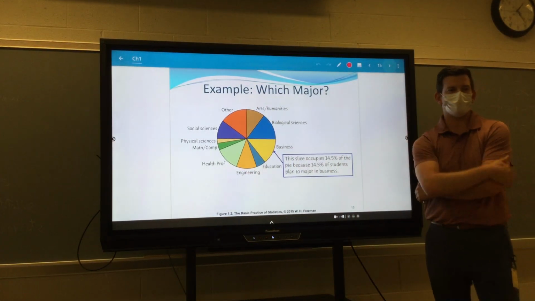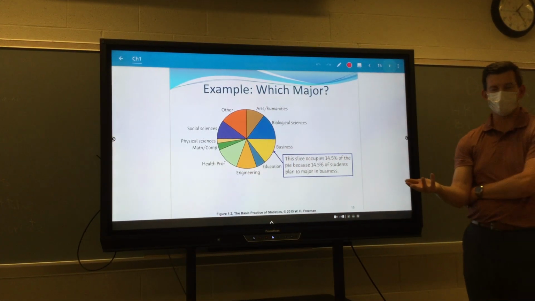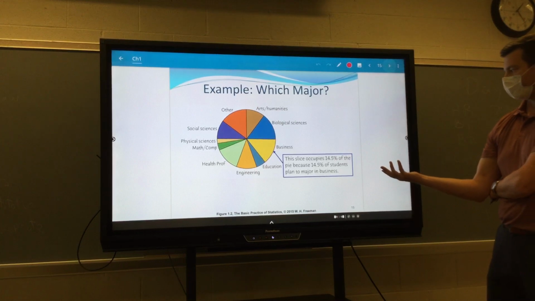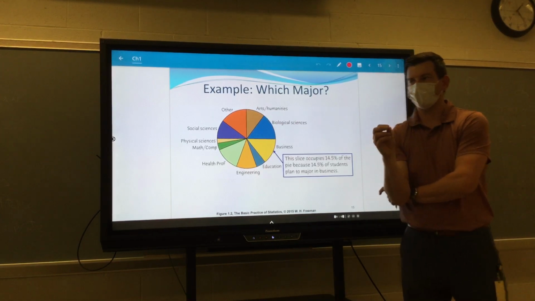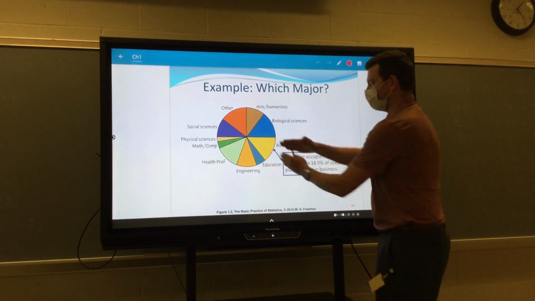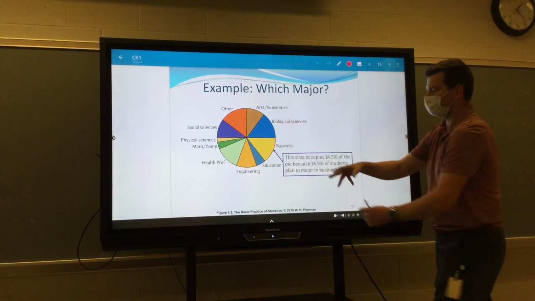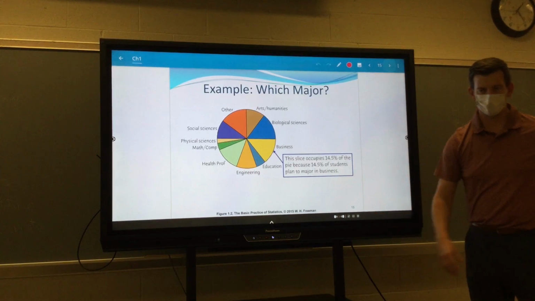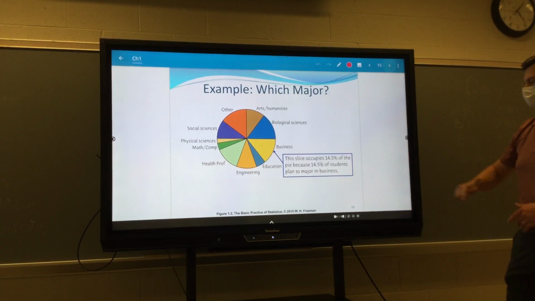Flashback to geometry. If you were to draw this by hand, which we never do, you'd take your protractor out, 14.5% of 360 degrees. That is the angle for that slice right there. Okay. We're not going to be drawing these by hand, don't worry.